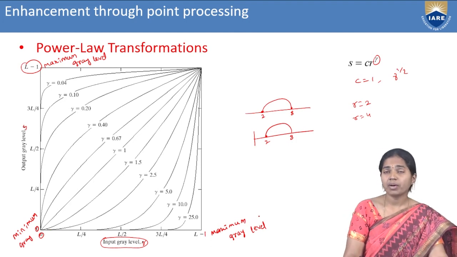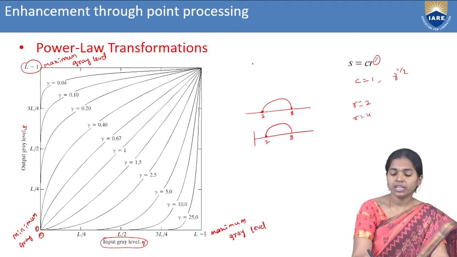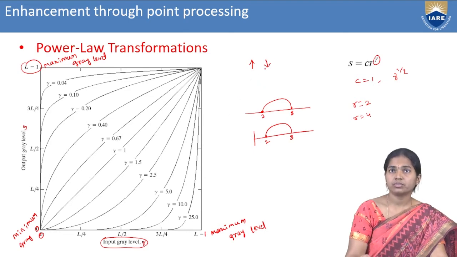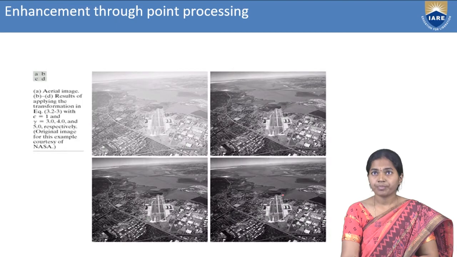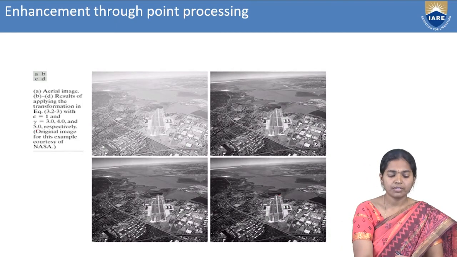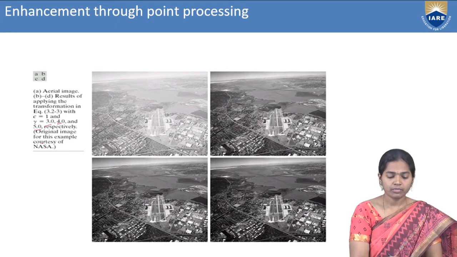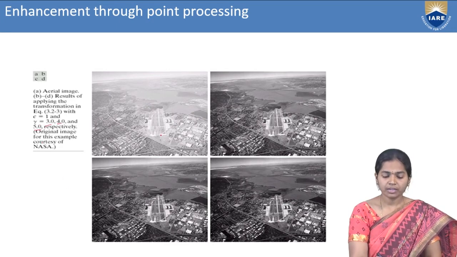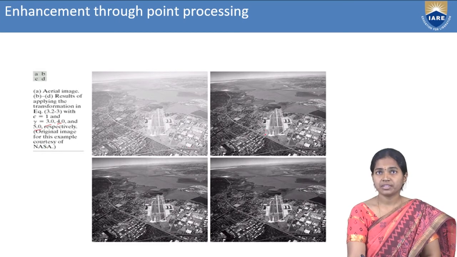With the use of power law transformation, we can increase or decrease the gray levels or contrast of the image. We can increase or decrease the gray level value. It is also the contrast of the image. And here, based on gamma values 3.0, 4.0 and 5.0, depending on the gamma value, images are represented here.